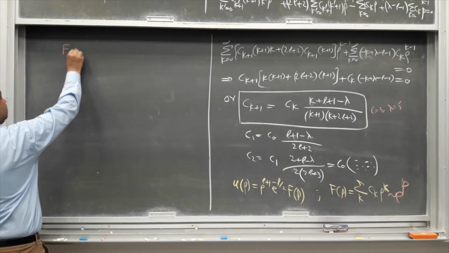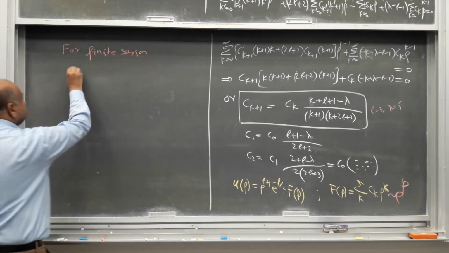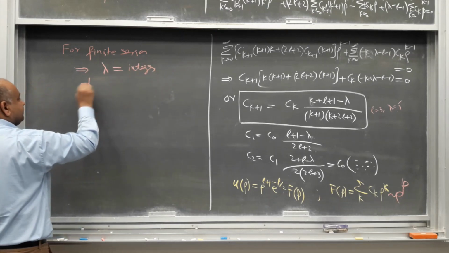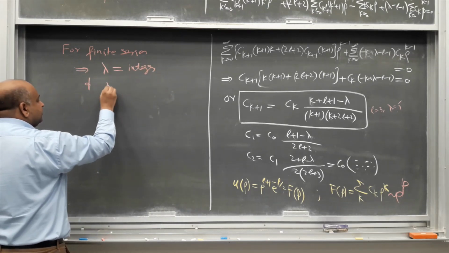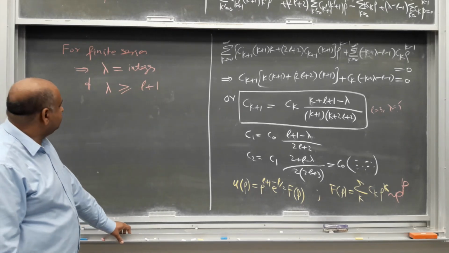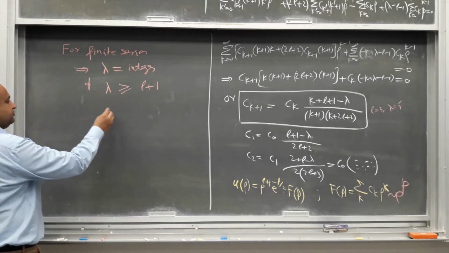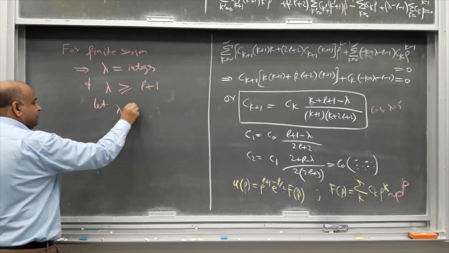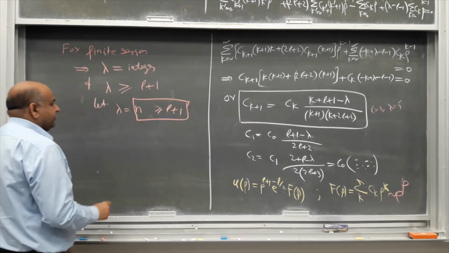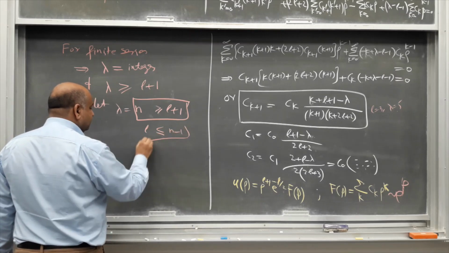So for a finite series, we have this condition that lambda has to be an integer, and the integer has to be greater than or equal to L plus 1. Okay, so let me call that integer n. Let lambda be that integer n, which is always greater than or equal to L plus 1. On the other hand, if I bring this one here, L is always less than or equal to n minus 1.